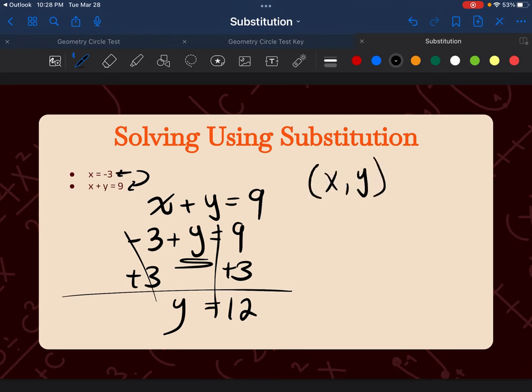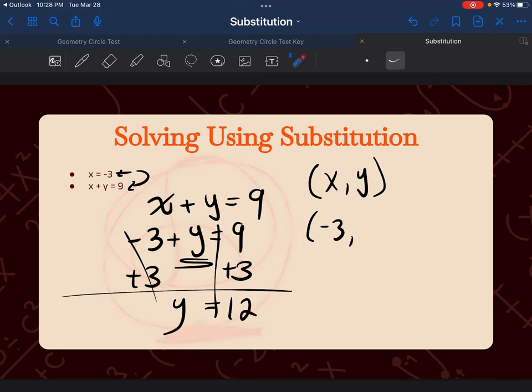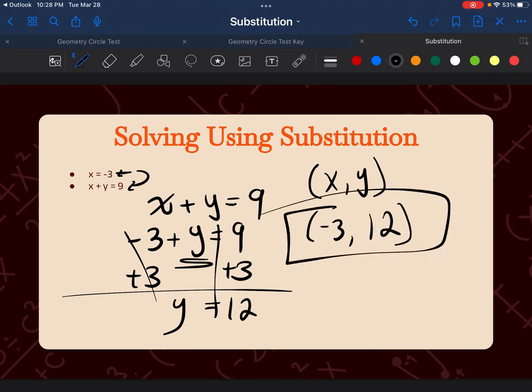So once again, my answer has to be in x and y form. My first equation gives me the value of x, which is -3. And my work that I did right here gives me my value of y, which is 12. So my answer is (-3, 12).